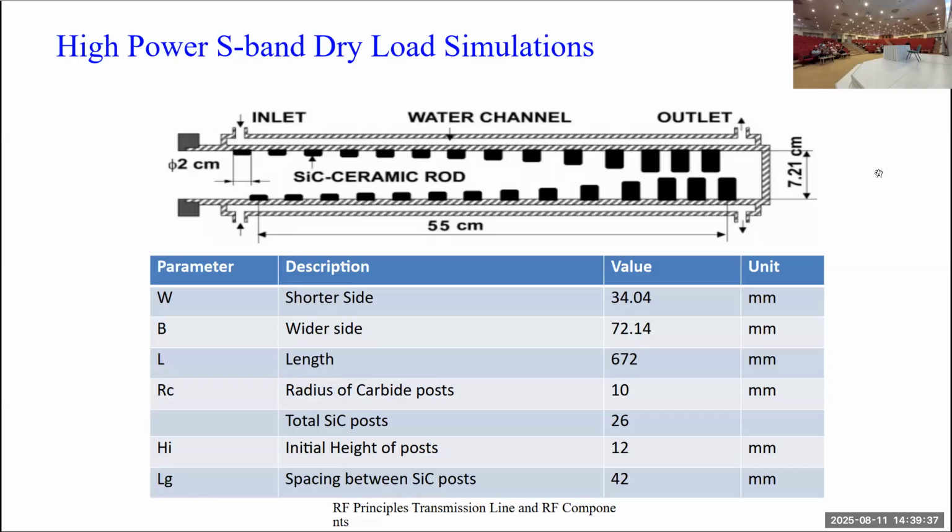So here are the dimensions of this waveguide: shorter side, wider side, its length, and the radius of the carbide post are given. Total posts are 26. The initial height of the carbide post is 12 mm, and the spacing between all these carbide posts is 42.